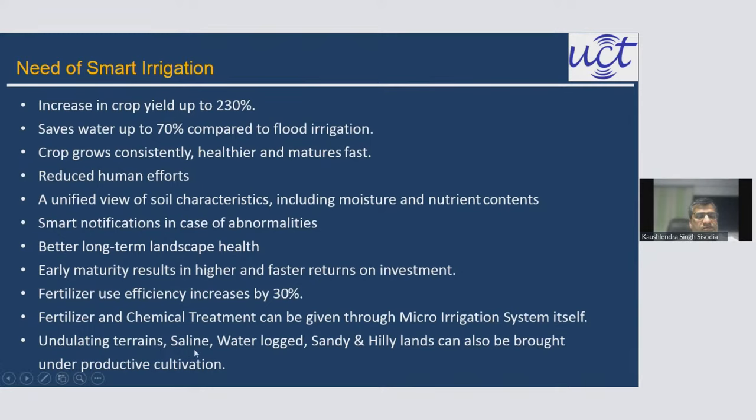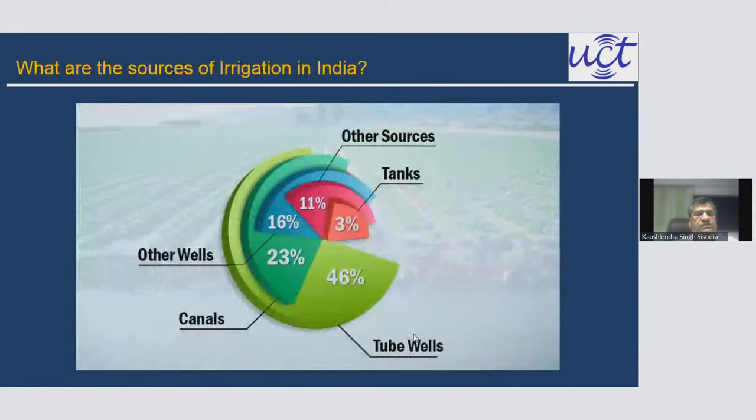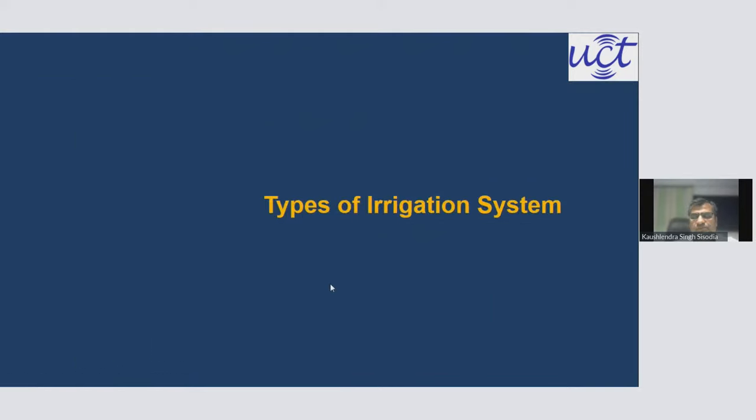Undulating terrains, saline water logging, and all these things can be better managed by using smart irrigation. So what are the sources of irrigation? This is quite obvious, everybody knows it, that we have tanks, tube wells, canals, and other wells, and there are some other sources. Generally, we have canals in most of North India, and tube wells are the major factors being used in agriculture fields.